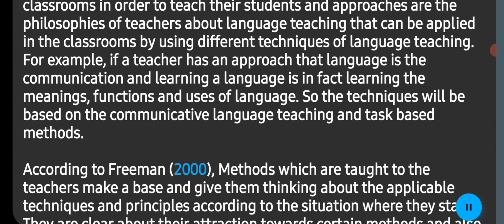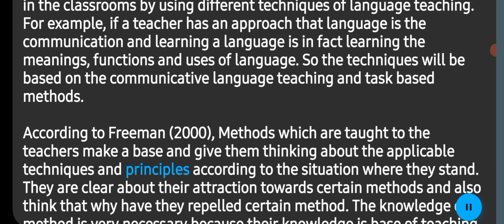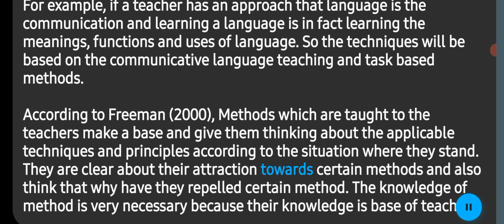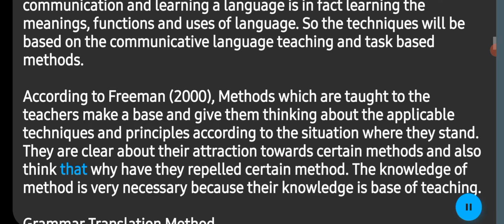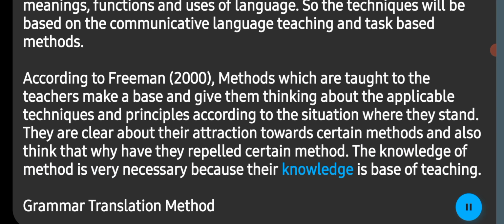According to Freeman, 2000, methods which are taught to teachers make a base and give them thinking about the applicable techniques and principles according to the situation where they stand. They are clear about their attraction towards certain methods and also think about why they have repelled certain methods. The knowledge of method is very necessary because it is the base of teaching.